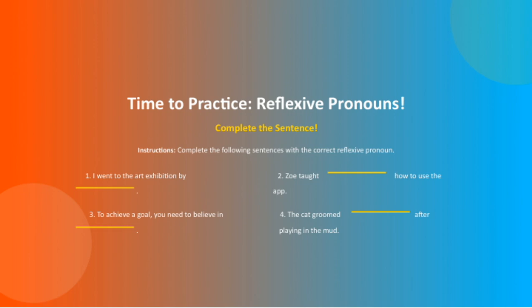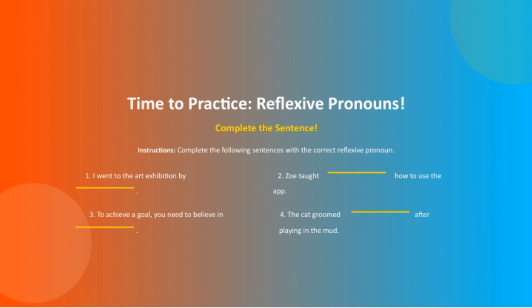It's important to recognize that reflexive pronouns are used when the subject and the object of the sentence are the same person or thing. This concept is especially useful in everyday conversations and writing because it adds clarity and emphasis. For example, "the cat groomed itself" clearly shows that the cat is doing the grooming to itself, not someone else.